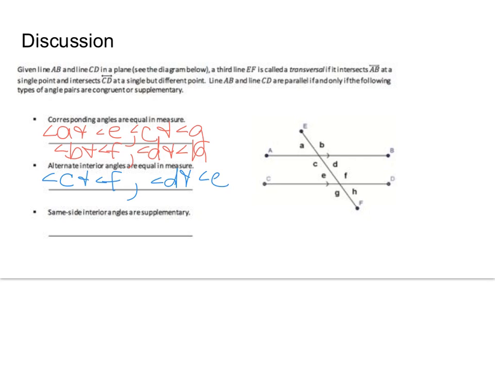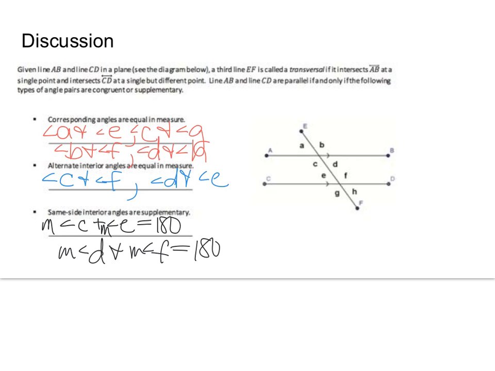And then we have same side interior angles are supplementary. Okay, same side interior. It means on the same side of the transversal, but on the inside of the parallel lines. So let's list those out. I have angle C plus angle E are supplementary. That'd be the measure of angle C and the measure of angle E. Then the measure of angle D and the measure of angle F are supplementary.